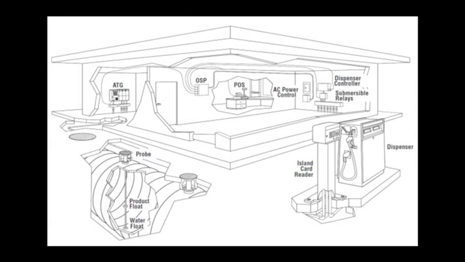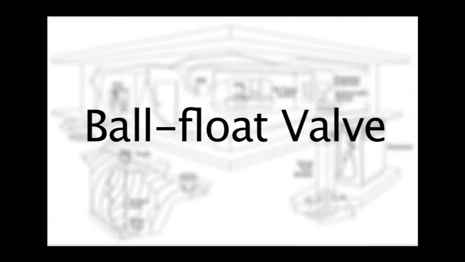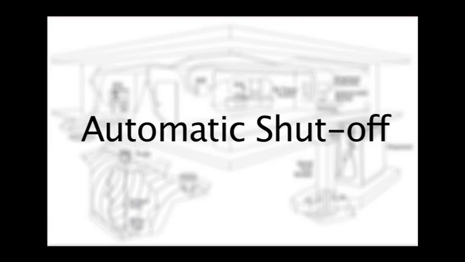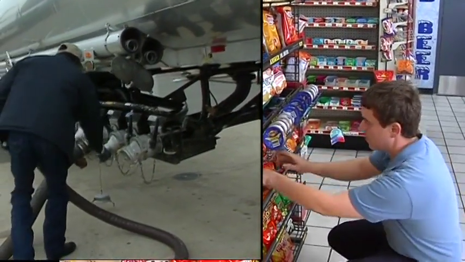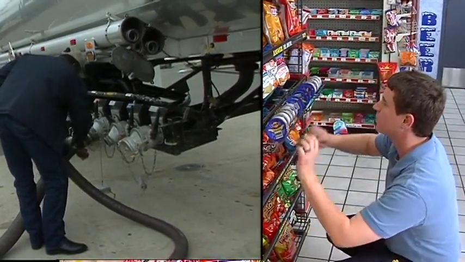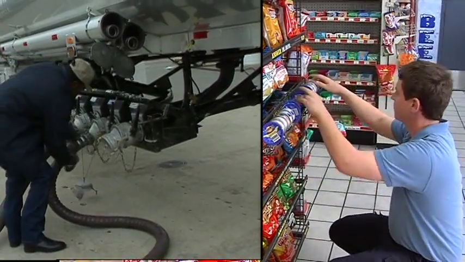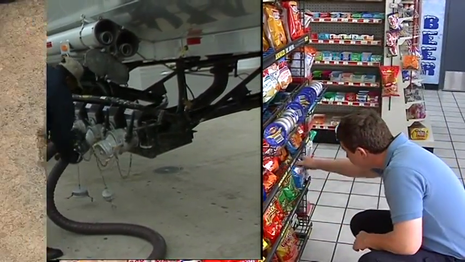Tanks are also equipped with overfill prevention systems: either a ball float valve, an overfill alarm, or an automatic shutoff device. You and the delivery driver should know what type of overfill prevention device is used at your location and be prepared to stop delivery at any time.